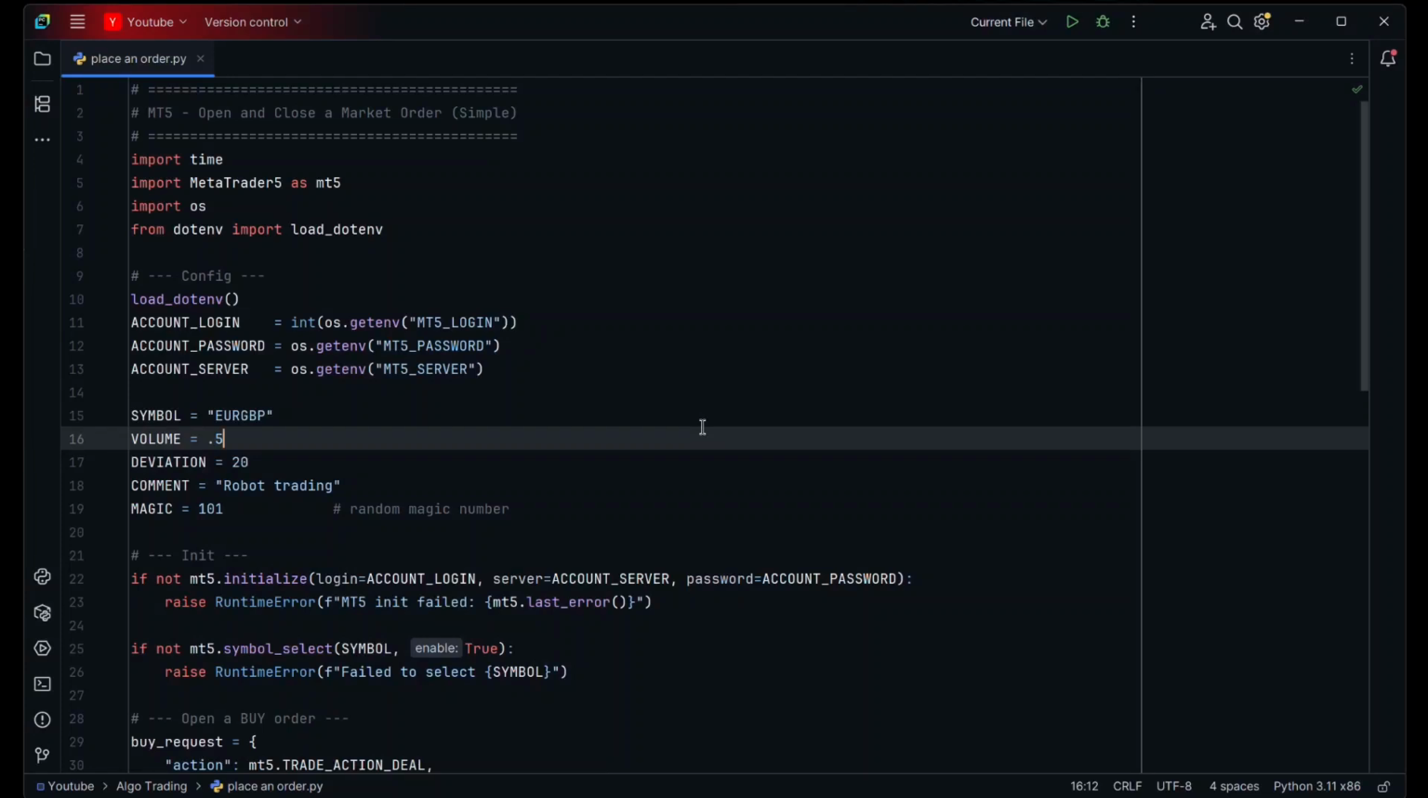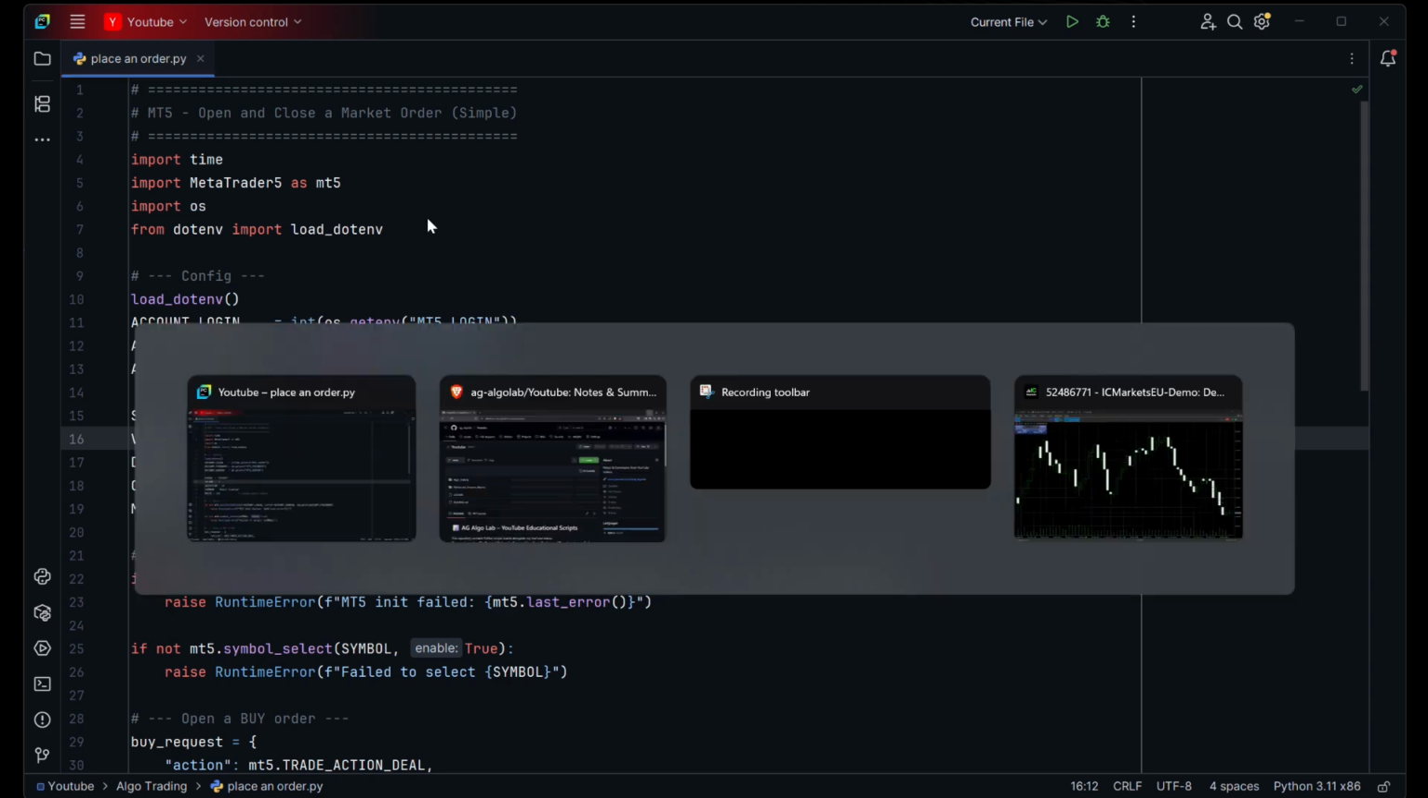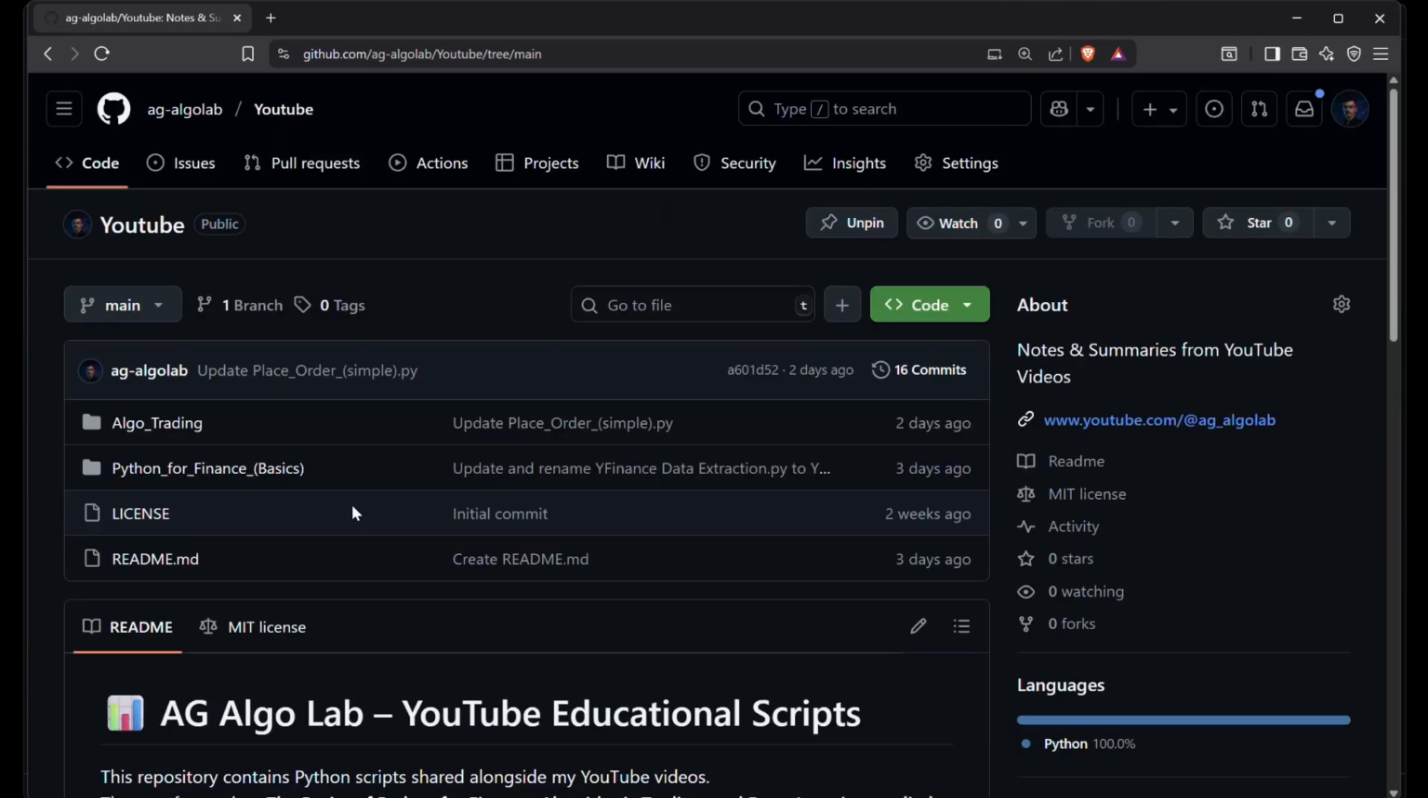Hi everyone, and welcome to the fourth video of the Algo trading playlist. So today we're going to see together how to open and close a market order on MetaTrader 5 using the official API.